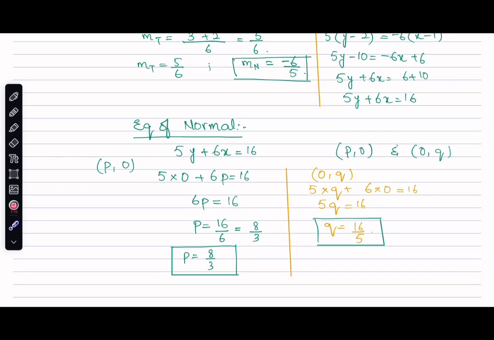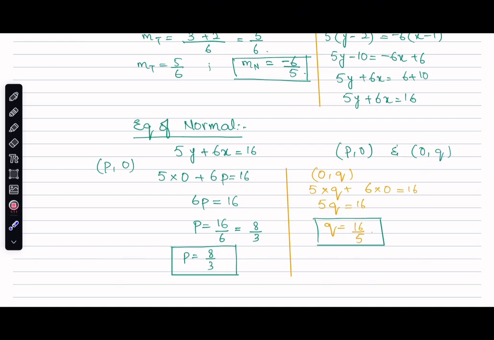The question was asking for (p, 0) and (0, q). This is the x-axis, the x-intercept, and this is the y-axis, therefore the y-intercept. For (p, 0), I will substitute y with 0 and x with p, so that I get 5 times 0, which is 0, plus 6p equals 16, or 6p equals 16. Therefore, p is equal to 16 by 6, or simplifying by 2, 8 by 3. So the p value here is 8 by 3.